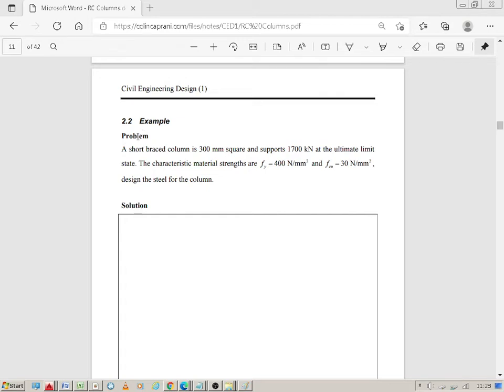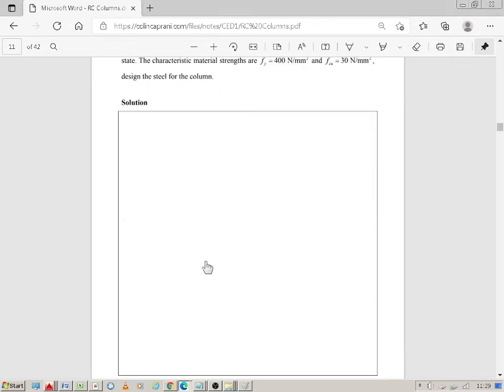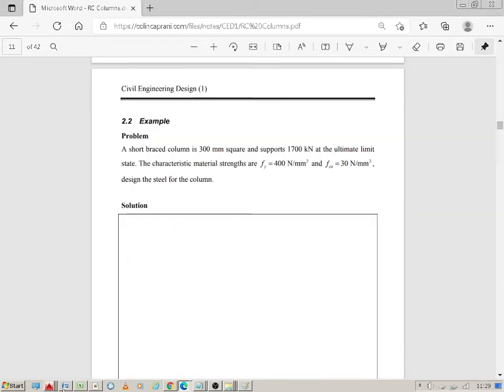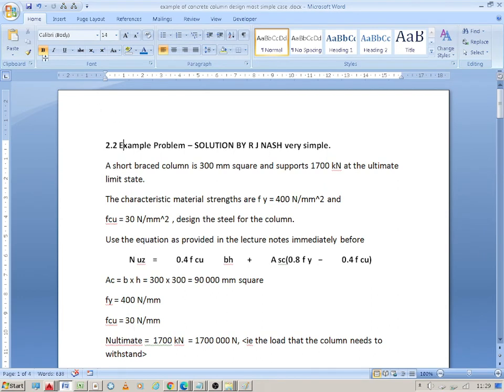The problem here is a short braced column, 300 mm square, that supports 1700 kilonewtons at the ultimate limit state. The characteristic material strengths are f_y, the steel reinforcement strength, equals 400 newtons per millimeter squared, and f_cu equals 30 newtons per millimeter squared. Design the steel for the column. That's problem number one. Let's go to a solution. I've already worked this out. It's very simple anyway. I'm just showing it for someone who's just starting off.